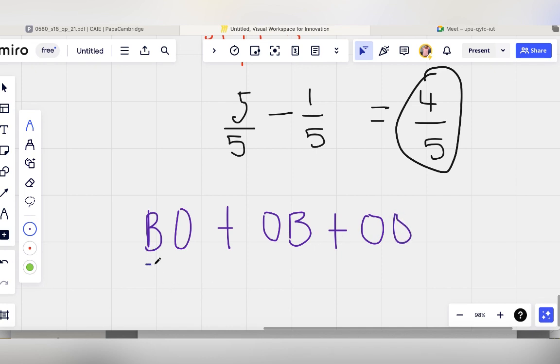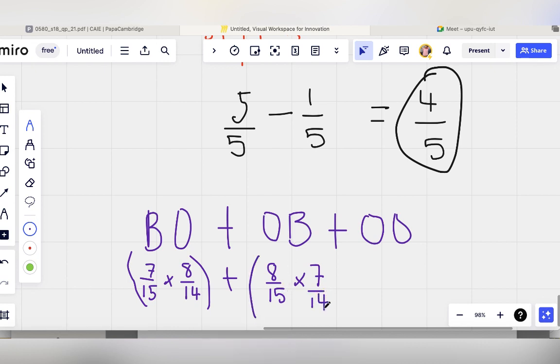The first one being black is 7 over 15 times the second one being orange. How many orange do we have? 8. So we say 8 over, the total is now what? 14. The total is now down to 14, it was 15. Then you close your bracket for this one. Then you do plus. This one is long, you have to do so many fractions. For this second one, the probability of the first one being orange is 8 over 15, times the probability of the second one being black: 7 black over, the total is now 14, it's not 15 anymore. So you close the bracket.